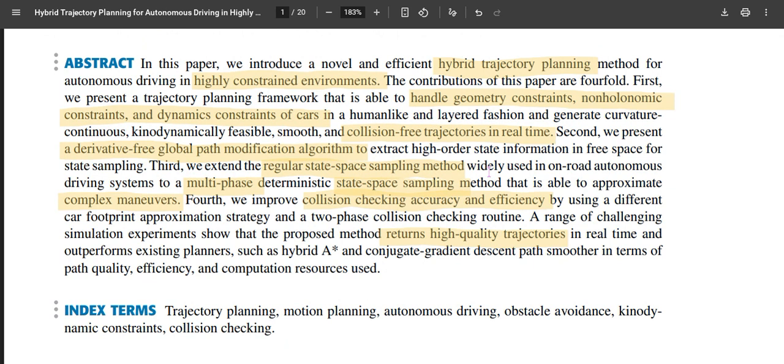derivative free based modification in the global path generated from any global path planning algorithm, considering the highly constrained obstacle environment. Once that global path is generated, they use not a single stage sampling but multi-stage state space sampling, coupled with optimization based velocity computations. And they also claim that they have developed a computationally efficient and optimal collision checking to execute this multi-stage sampling with the global free path modifications.